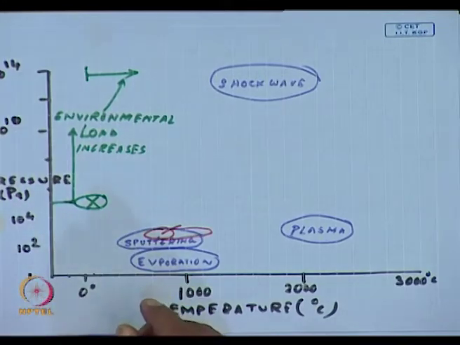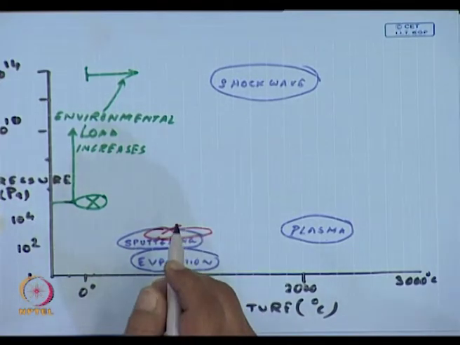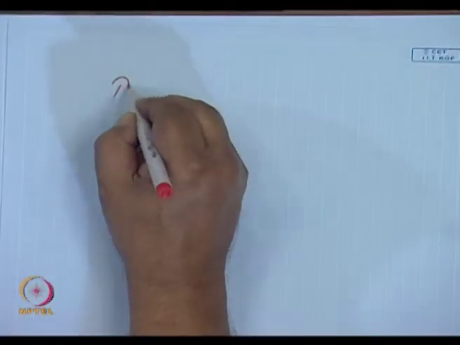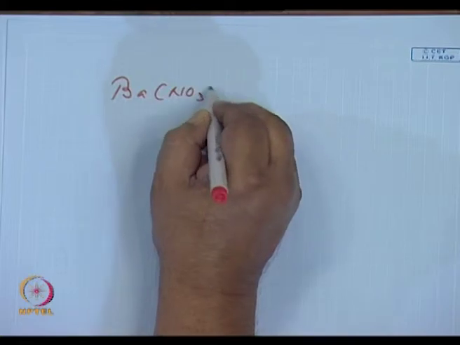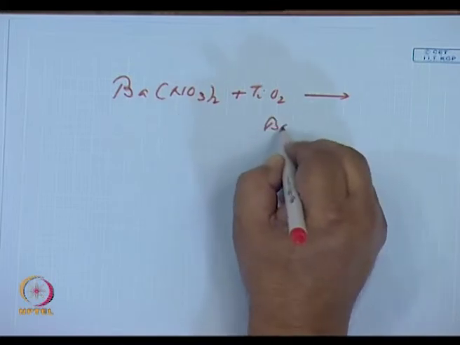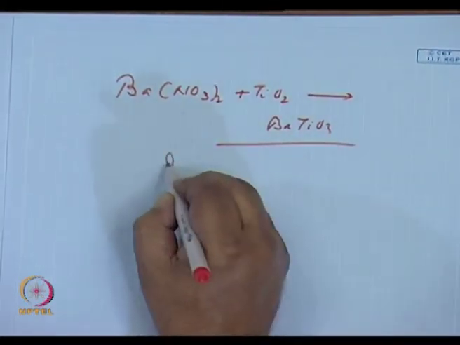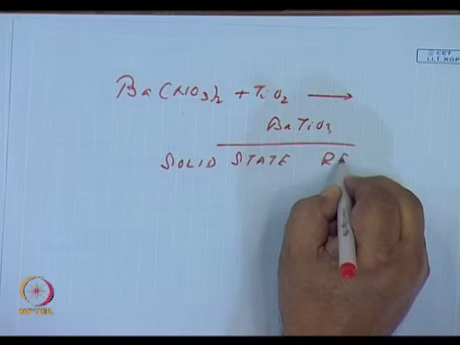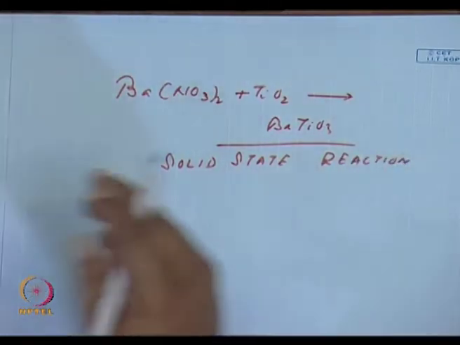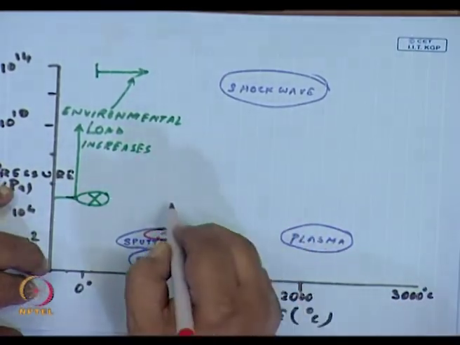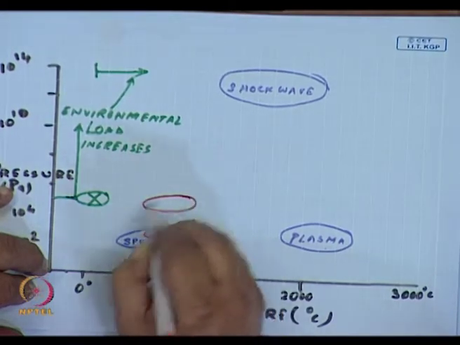I had earlier talked of solid state reactions. I took, for example, barium nitrate plus titanium dioxide, reacted them to give you barium titanate. This is a solid state reaction. On this diagram, where does a solid state reaction stand? It stands somewhere over here.